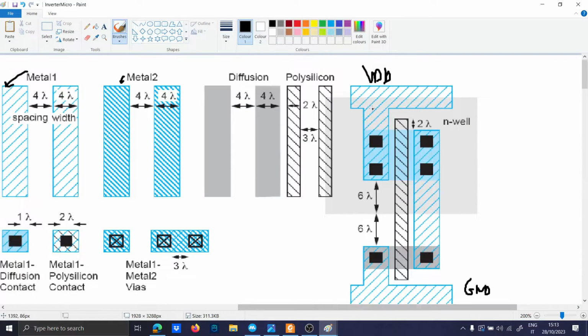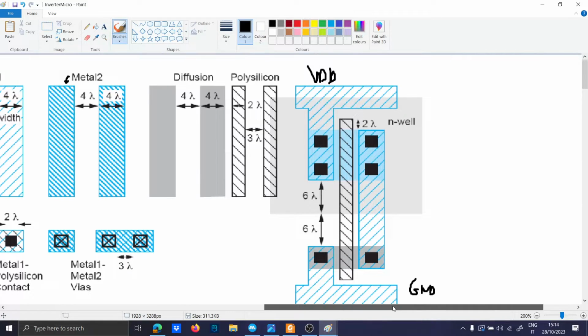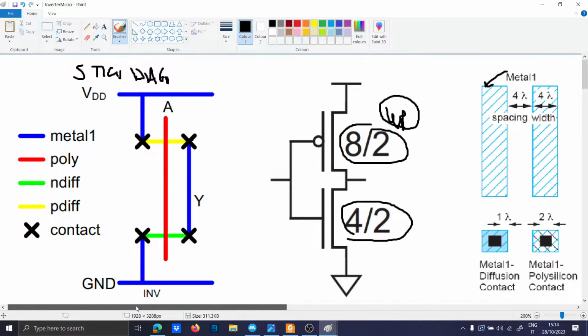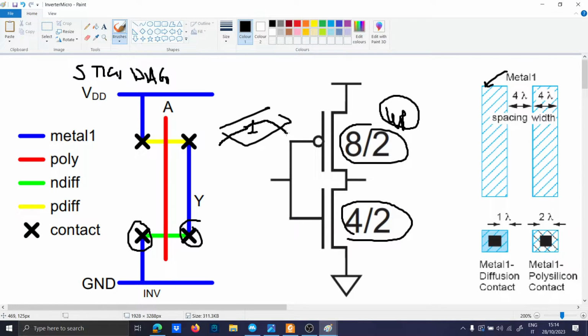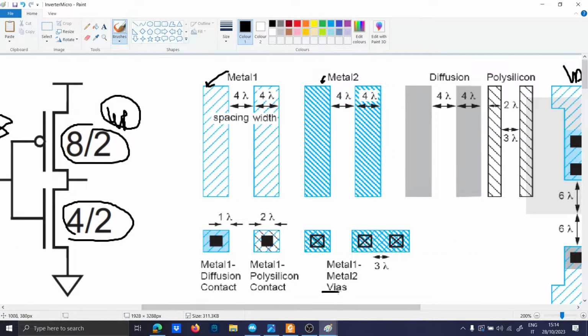So all of this is metal. The power supply and the ground are metal. Then the input port is polysilicon. And then, of course, the output is also metal. This is the contact, which is basically a via. The via is a connection between, if this is layer 1 and this is layer 2, the via connects the two layers like this. They are called metal vias.